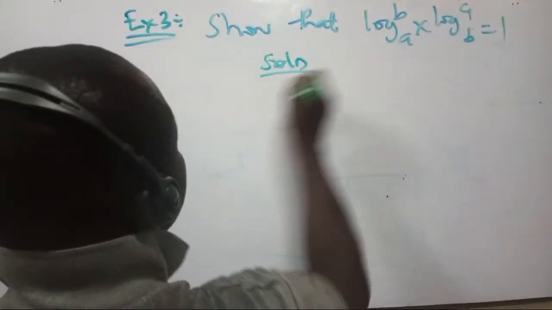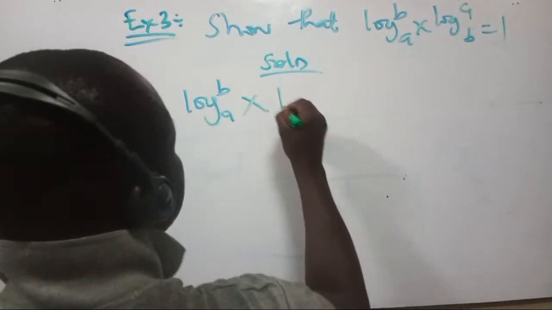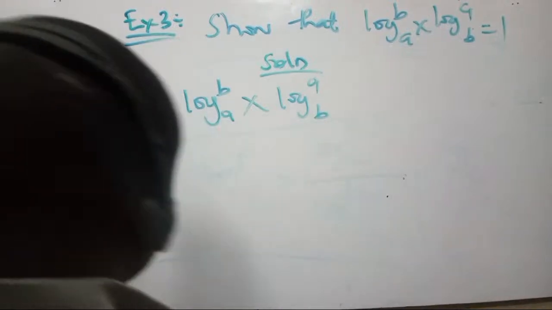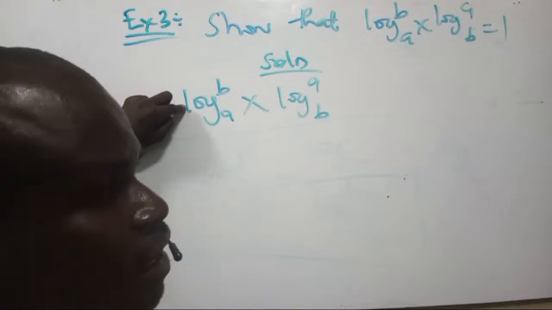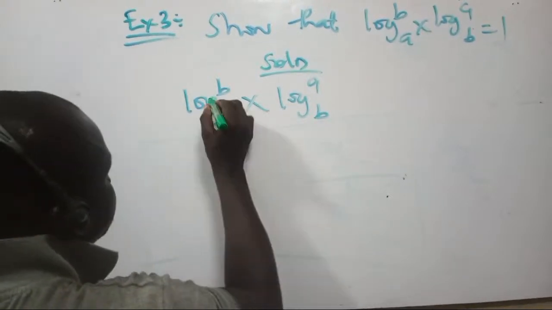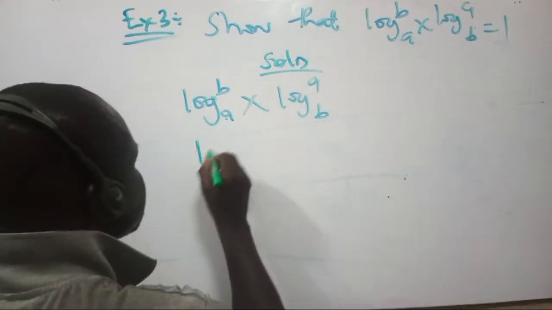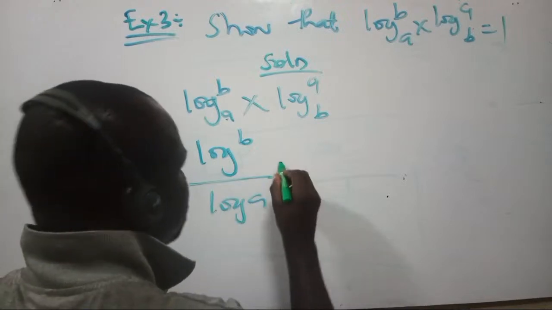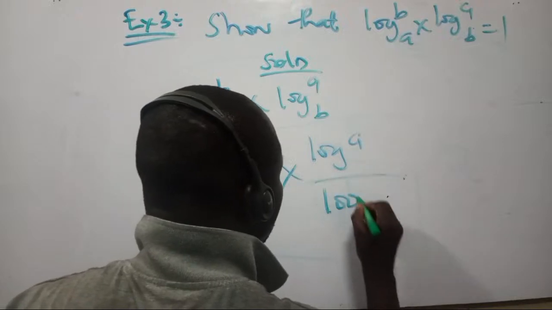Solution. What are we given? We are given log b base a multiplying log a base b. Then what can we do here? With the knowledge of change of base, I can rewrite this. If I want to change this from base a to another base, I will just say log b divided by log a, multiplied by, the same thing goes, log a divided by log b.